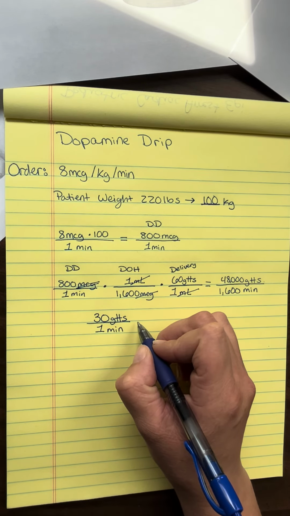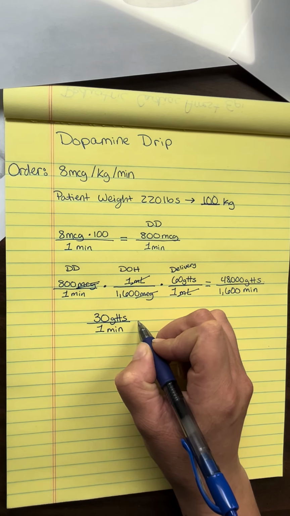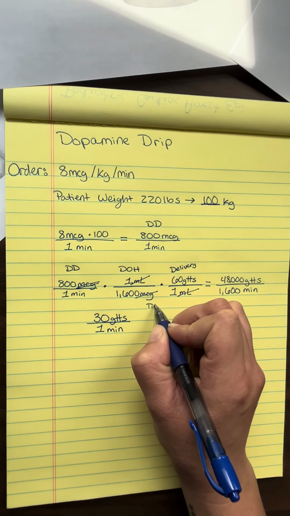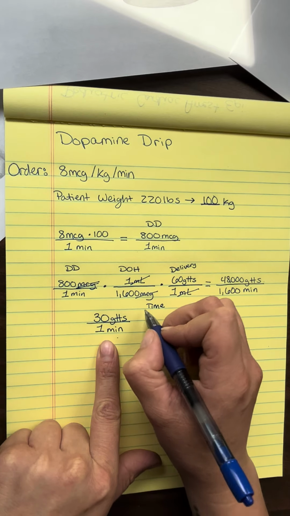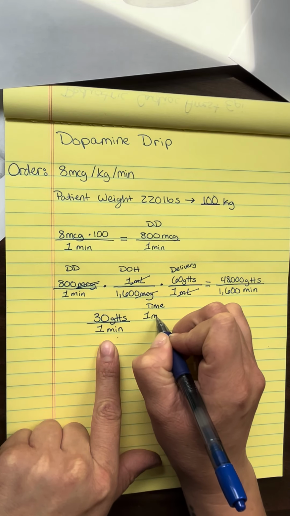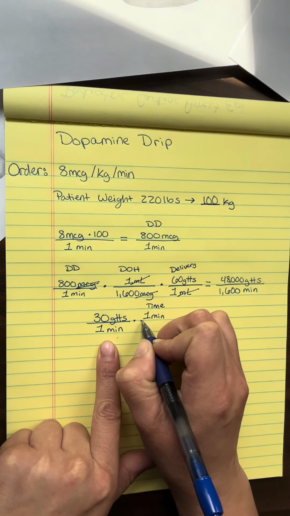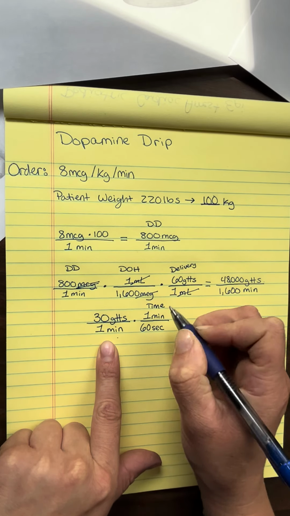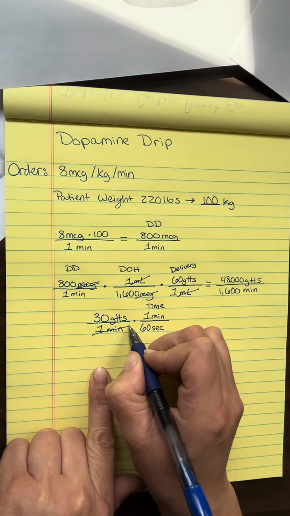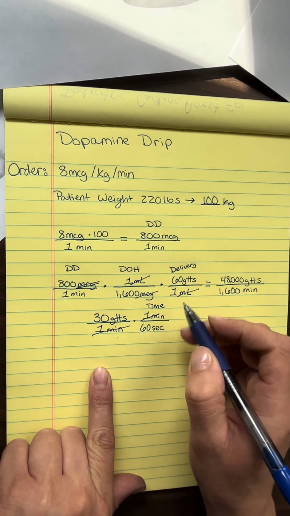Now in real life, we're not counting per minute, we're counting in seconds. So now we're going to reduce this a little bit further, and we're going to add a time section in here. So I have my minutes on the bottom, so I'm going to have 1 minute on the top here, and 1 minute has 60 seconds. And then from there, we are going to cross cancel 1 minute and 1 minute.